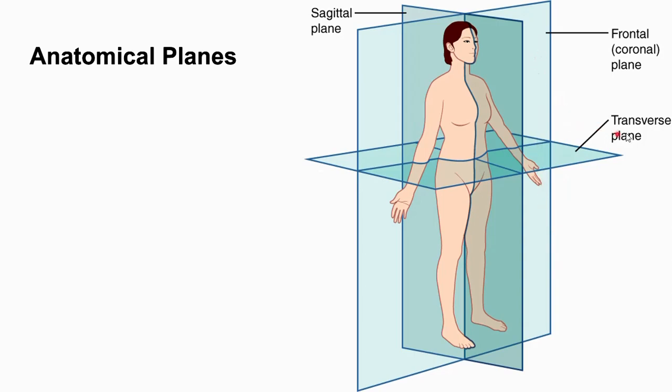We have the transverse plane which is cutting you between the middle of the stomach where the belly button is. So we have these three anatomical planes. We have the sagittal plane, we have the frontal or coronal plane, and we also have the transverse plane.